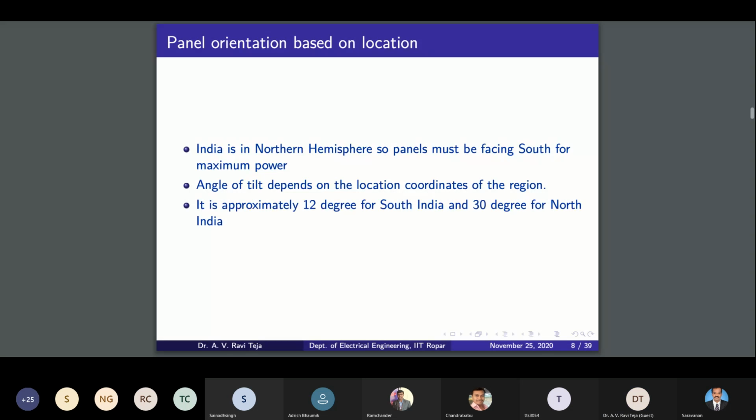the day. In India, if we see, it is approximately around 12 degrees for the southern part of India and approximately 30 degrees for the northern part of India. So this is how you place your panels. It should face south and you should place it at an angle. The exact angle you will know by the location, latitude and longitude coordinates. But approximately it is 12 degrees for the southern part of India, around 30 degrees for the northern part of India.